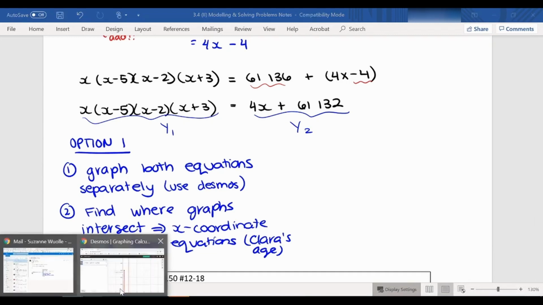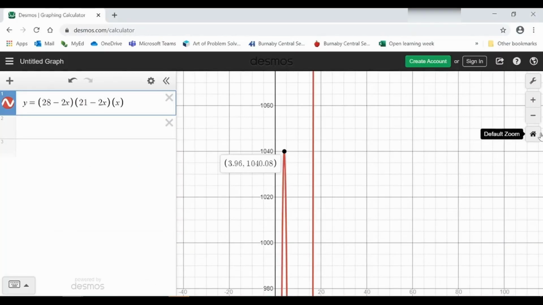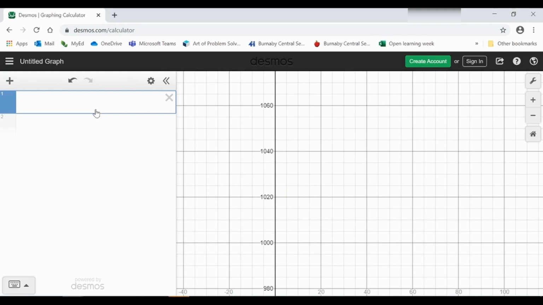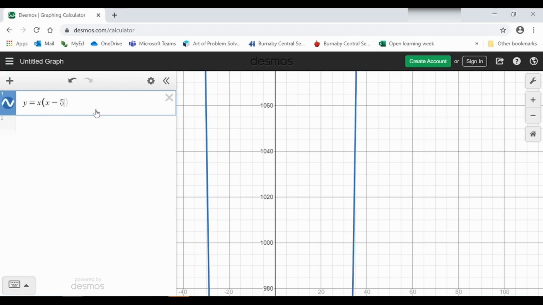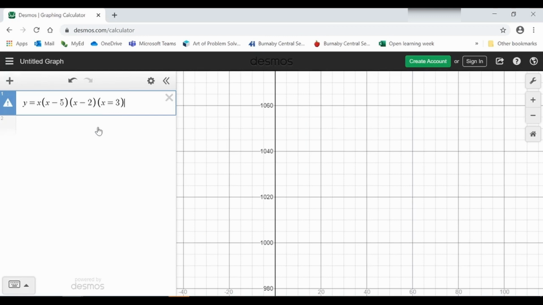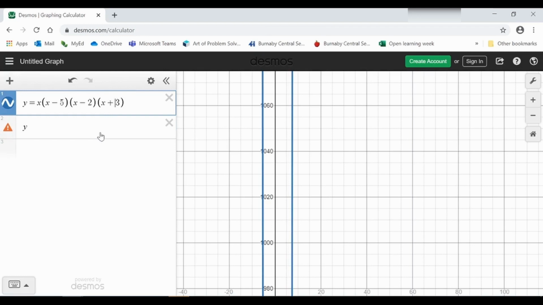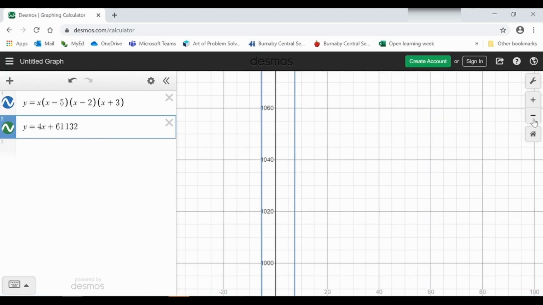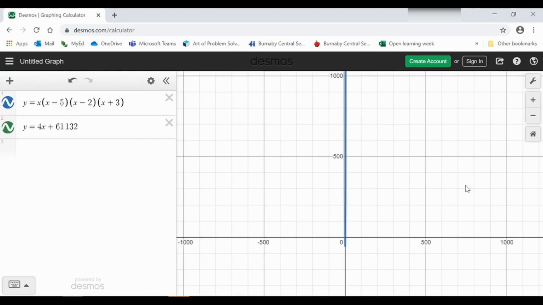So if I do that on Desmos, pull that up, we'll get rid of this old equation that we have here from our previous question. Okay, so we're going to graph two separate equations. We've got y equals x times x minus 5 times x minus 2 times x plus 3. That was the one side. The other side, whoops, this should say plus. That's why it's not letting me graph this. The other side was y equals 4x plus 61,132.